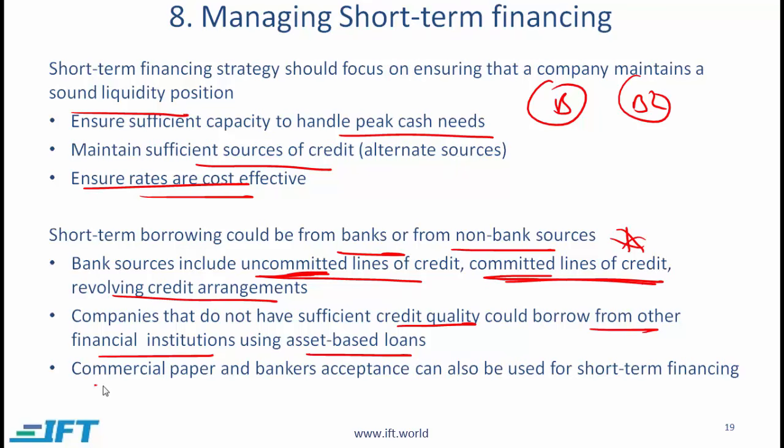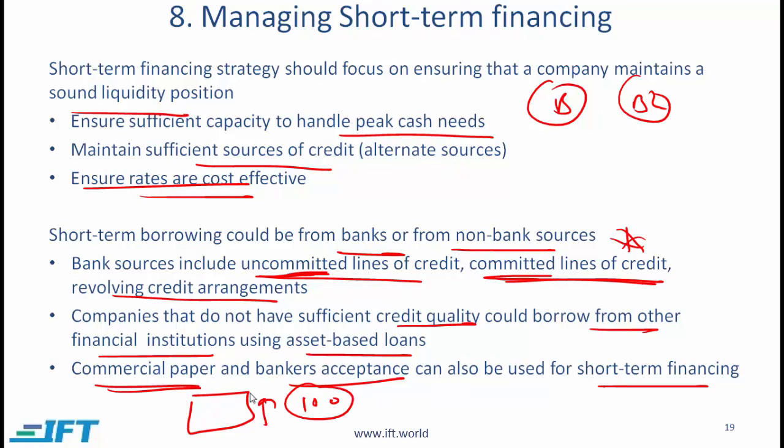Finally, companies can issue commercial paper or bankers' acceptance. These are other methods for raising short-term funds. Commercial paper is a corporate equivalent of a T-bill, where a company issues a short-term instrument called a commercial paper. These are generally issued on a discount basis. A company might say that after 30 days it will pay 100 and today it receives 99. Almost exactly like a T-bill.